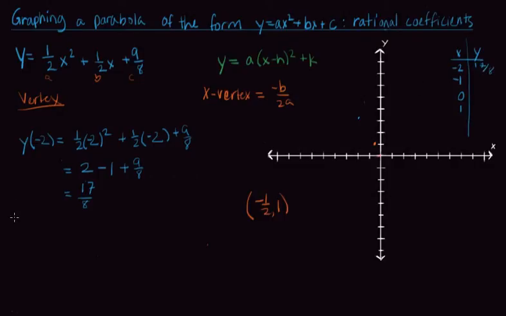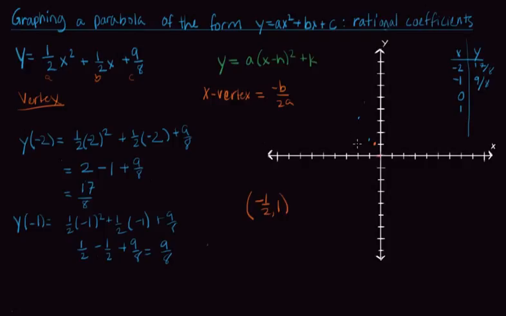All right, let's try negative 1. So y of negative 1 is 1/2 times negative 1 squared plus 1/2 times negative 1 plus 9/8. So this is just a half minus 1/2 plus 9/8. So that just equals 9/8, which is just a little bit over 1.